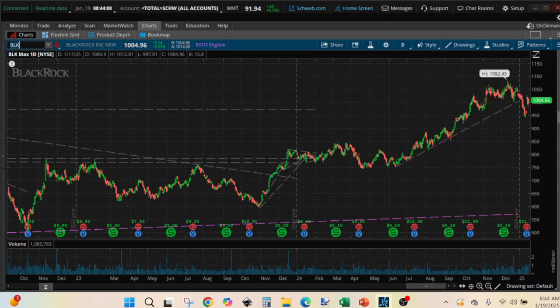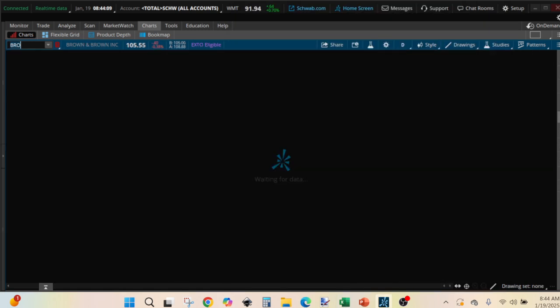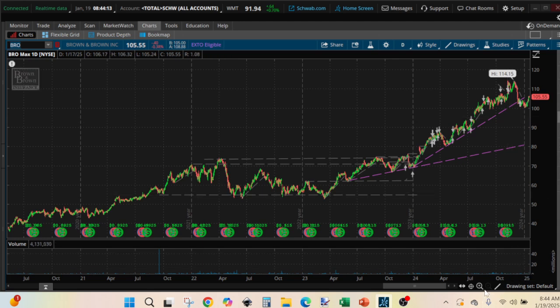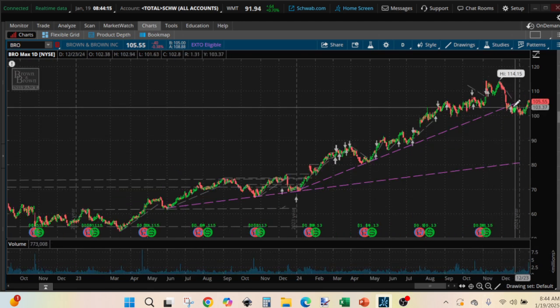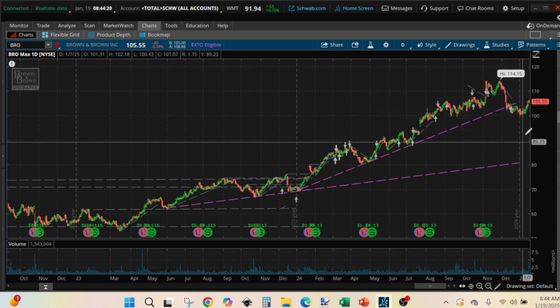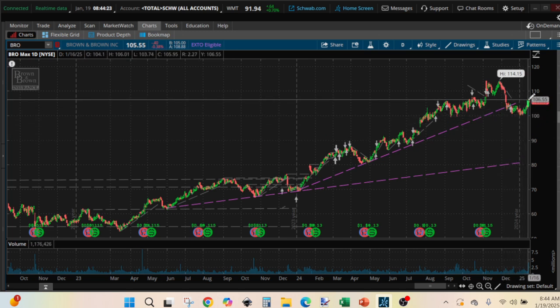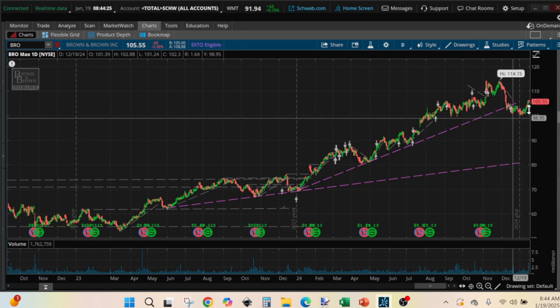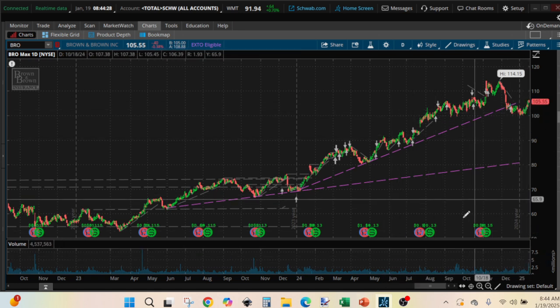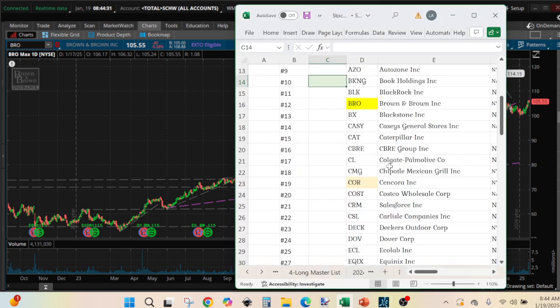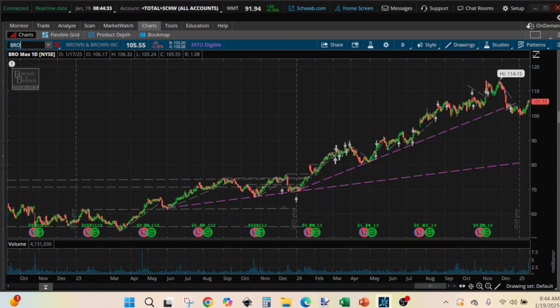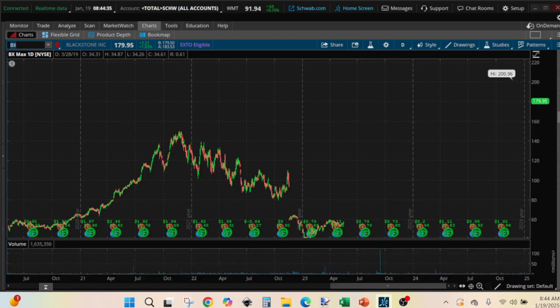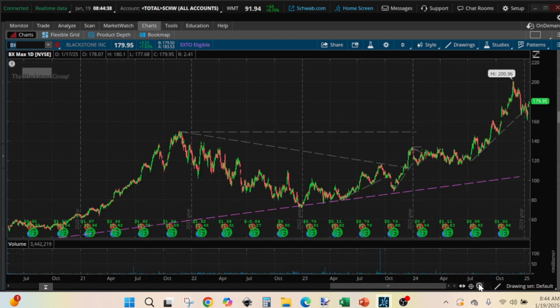We purchased BRO. We have not sold it yet. We purchased it at this trend line, and then the price dropped and started going up from there. So it's still around that area. The next one is BX. BX, we like to buy at this trend line, but right now the price is away from it.